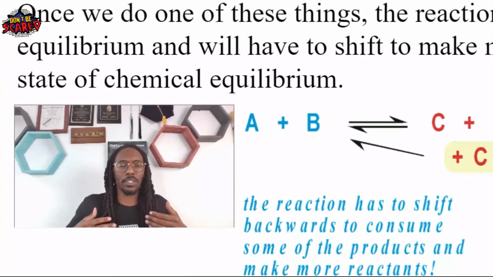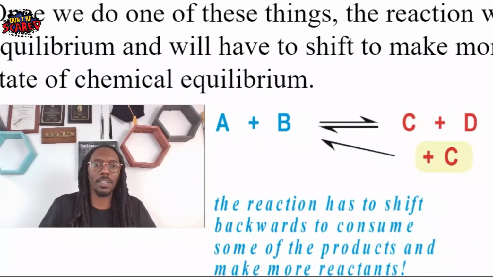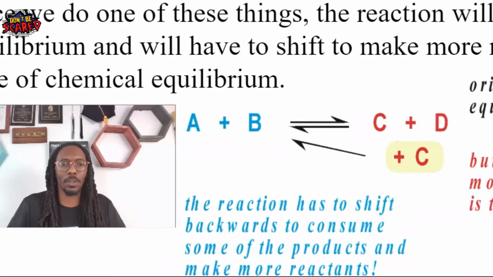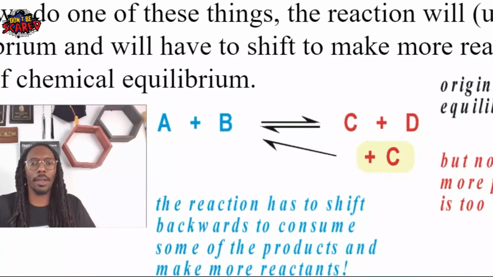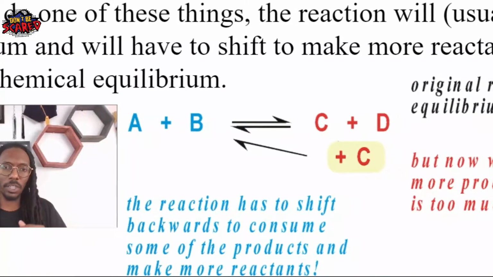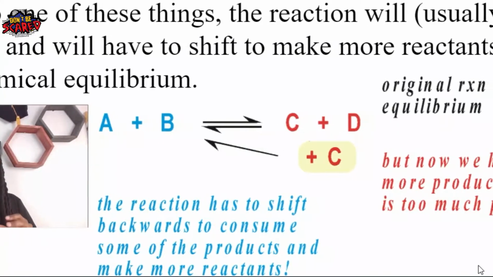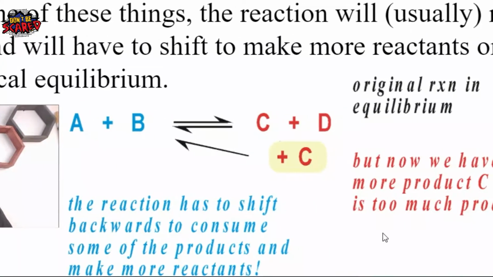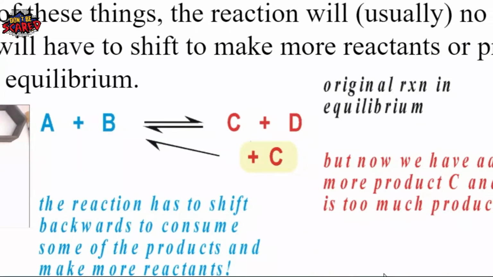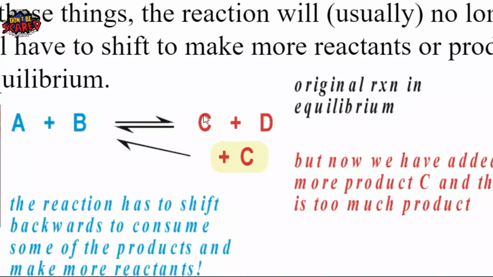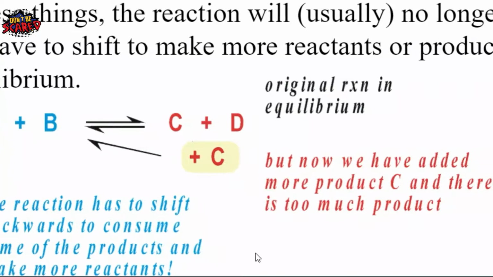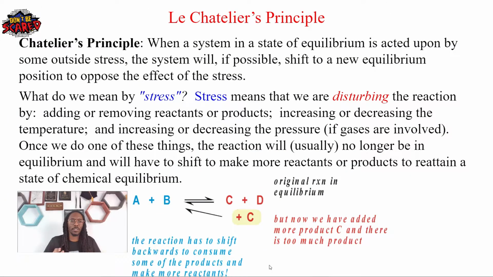And now the reaction is like, oh my God, it's too much C right now. Too much product. What do we have to do? Well, we're going to have to readjust to get back to a new equilibrium. So in this case, the reaction will shift backwards to consume some of this extra C. The reaction is going to have to make more reactants to get to this new equilibrium, because once again, we're trying to get our rates to be the same here.